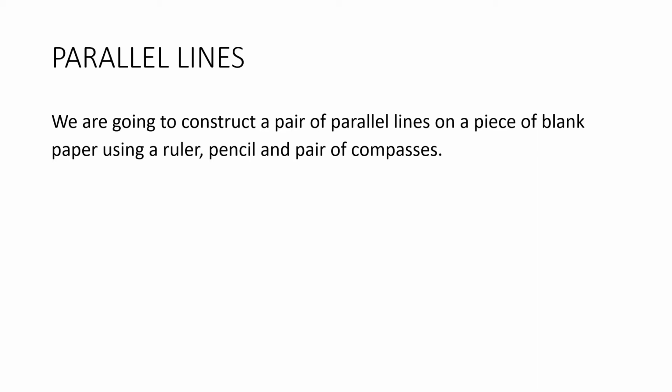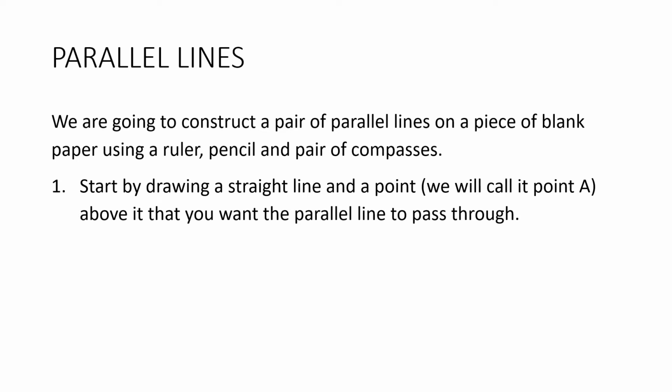Now we're going to start looking at parallel lines in more detail. And what I want you to do is learn how to construct a pair of parallel lines on a blank piece of paper. So you're going to need a ruler, a pencil, probably an eraser, and a pair of compasses. So what we're going to do is start by drawing a straight line and a point, which we're going to call point A. And that point is going to go above the line. We want our parallel line to go through here.